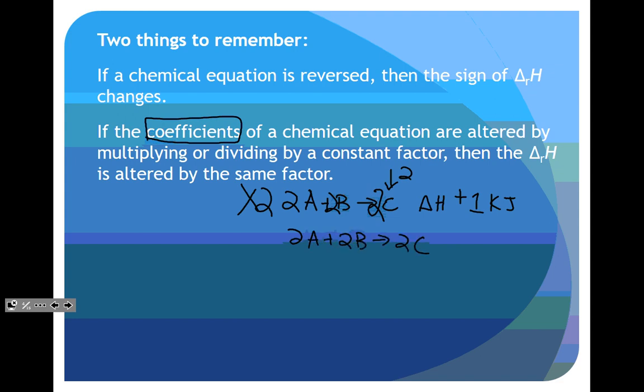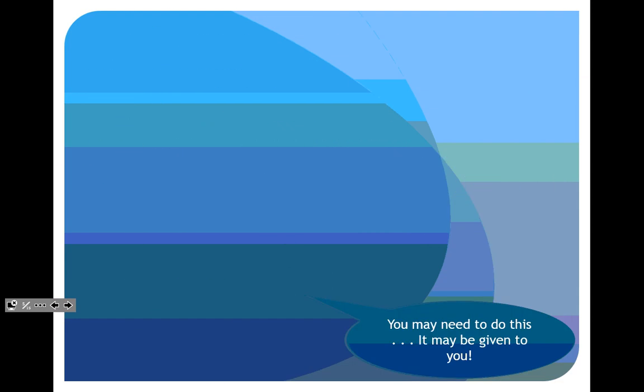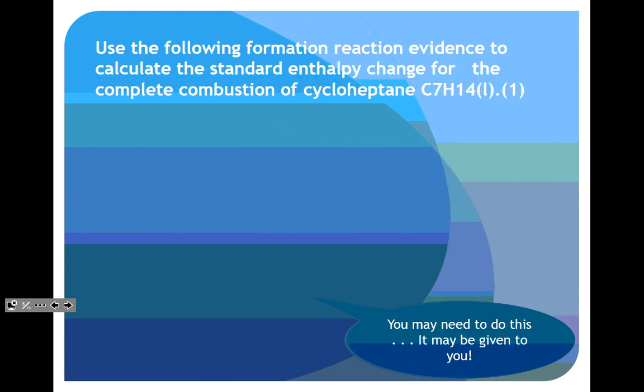Now notice I multiplied everything by 2. I can't just multiply one thing by 2. I have to multiply everything by 2, including my change in enthalpy for the reaction. So my delta H then becomes 2 kilojoules. So if I flip the reaction, I have to flip the sign. If I multiply the reaction by a certain factor in order to change the coefficients, I have to do the same thing to the delta H. Okay, kiddos? So those are the 2 important things. Very important.